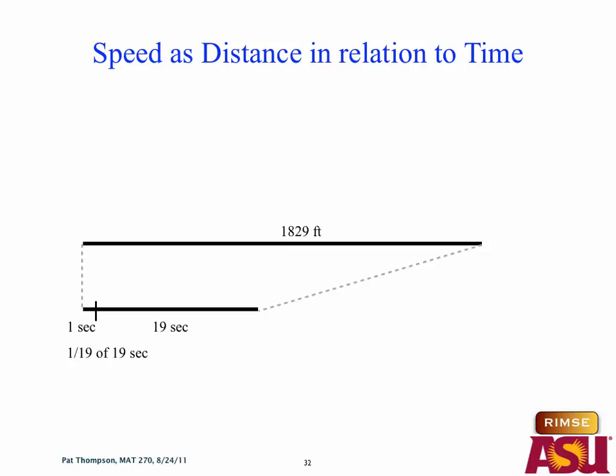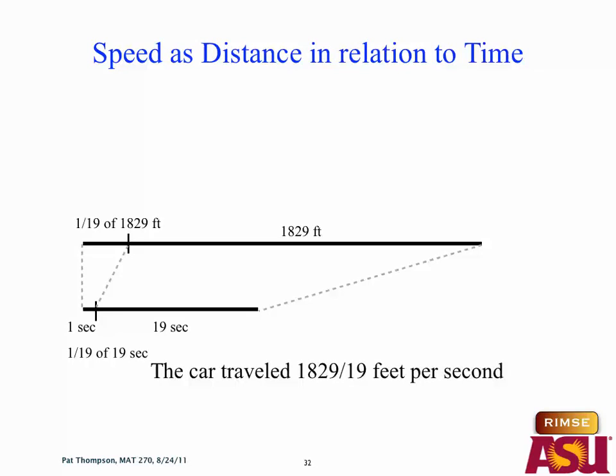So if we want to know how many feet we go in that 1 second, what will it be? 1/19th of 1829. And how do we find 1/19th of 1829? Division, right? So the car traveled 1829/19 feet every second.